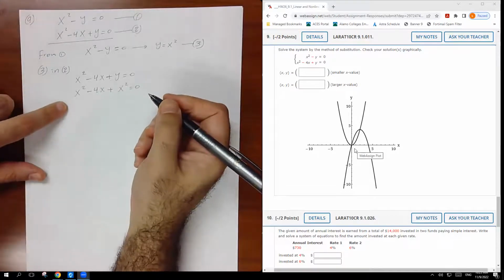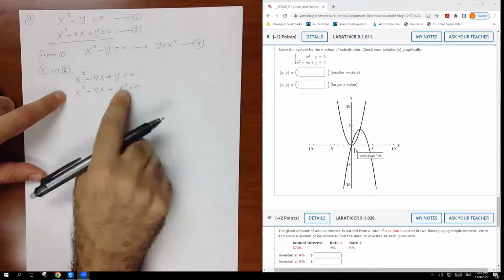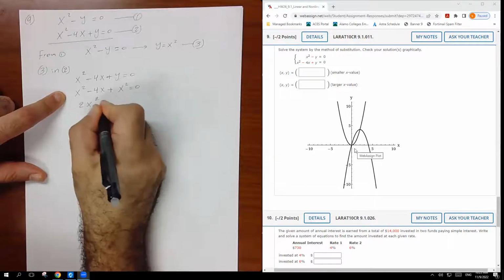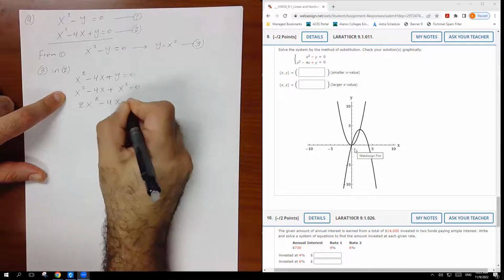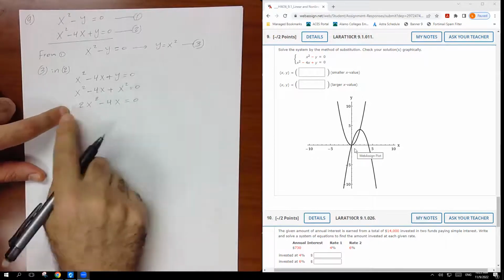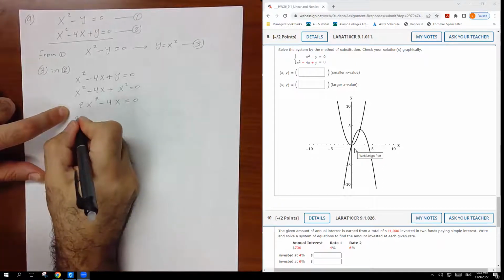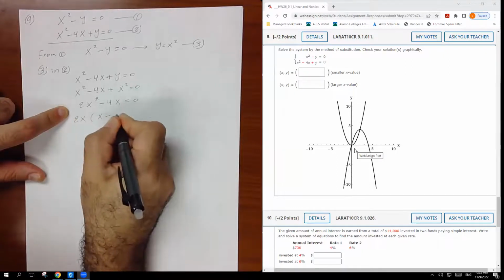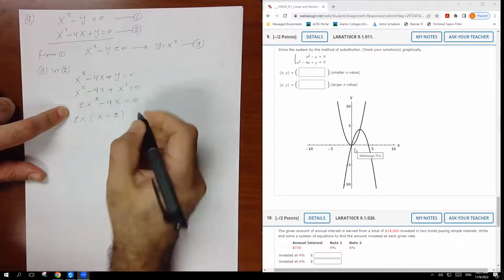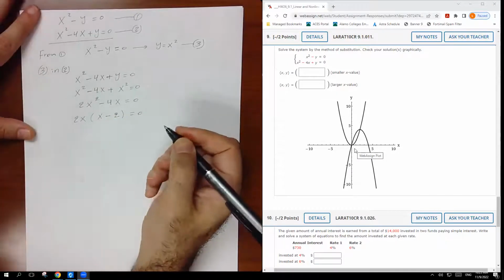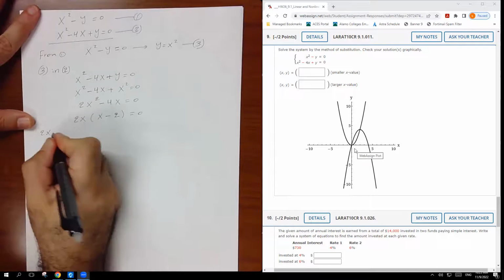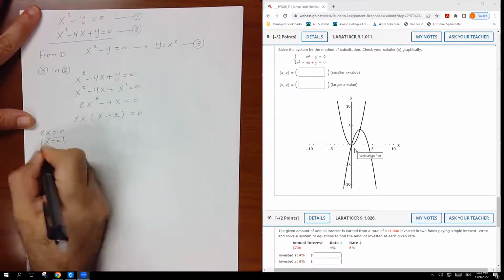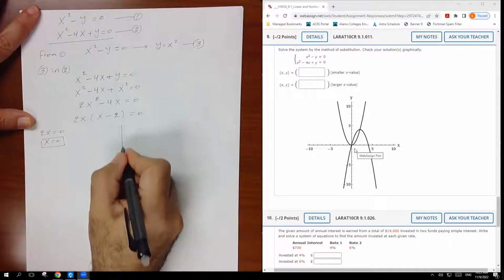Now we're going to combine the like terms. So x squared plus x squared is going to be 2x squared minus 4x is going to be equal to 0. Now I'm going to factor the 2x as a common factor. The left is going to be x minus 2 equal 0. That means we have 2x equals 0. That means x is going to be equal to 0. So this is the first value.